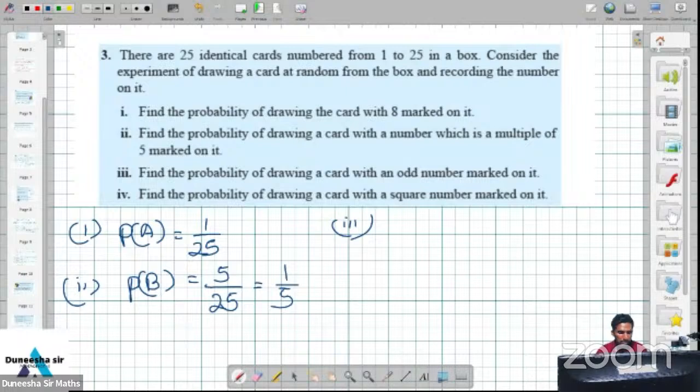Yes, Ayatma's answer is correct. We can take it as PC, 13 over 25.